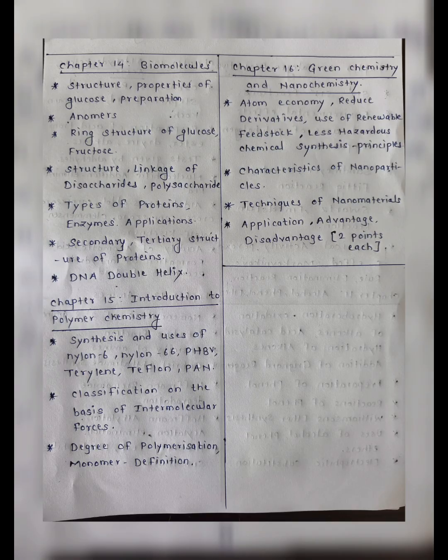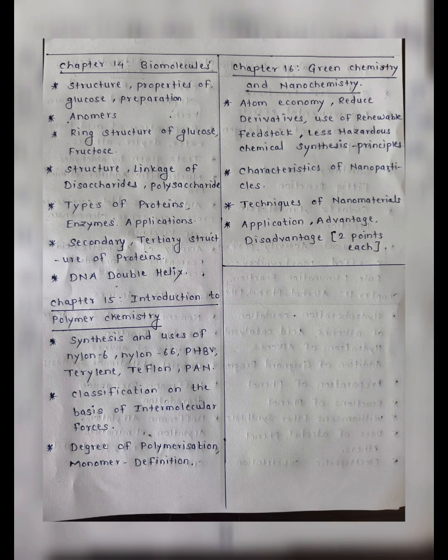And last topic is green chemistry as well as nanochemistry. So there are 12 principles of green chemistry, but out of which atom economy, reduced derivatives, use of renewable feedstocks, less hazardous chemical synthesis, such principles may be asked in your exam for your explanation. So you have to prepare at least these 4 to 5 principles.